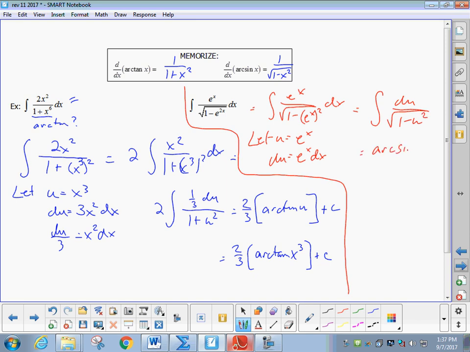How's this one going? A little better? Answer? Arcsine of e to the x plus c. By the way, I'm using arcsine, but you can most definitely use this notation. They're equivalent, and they're both accepted in all.